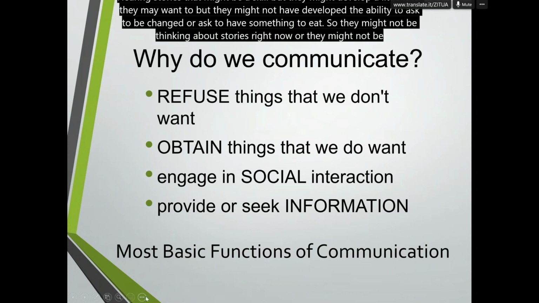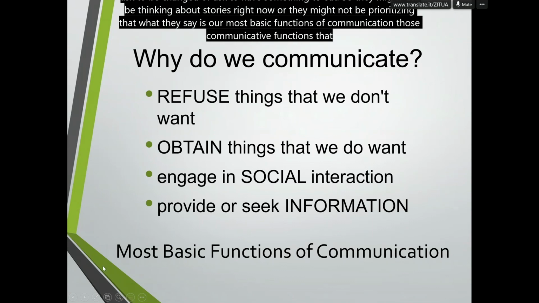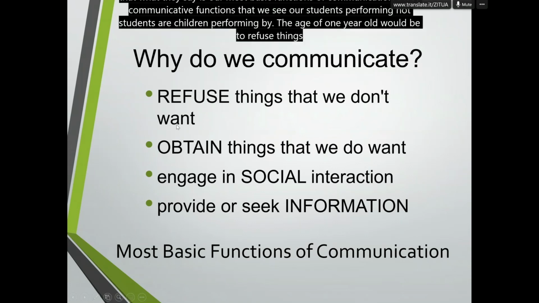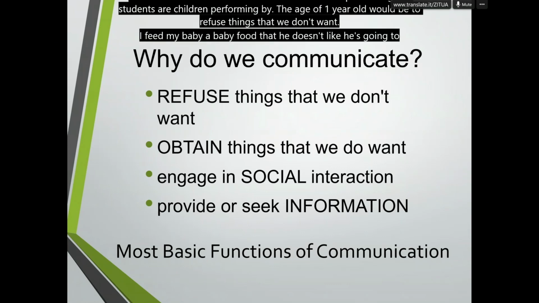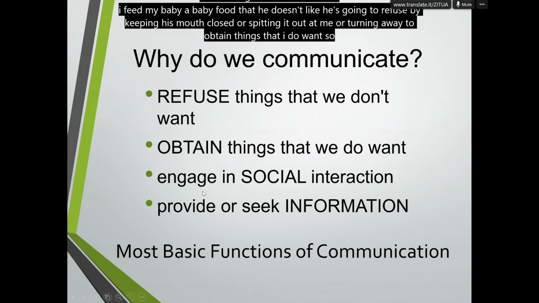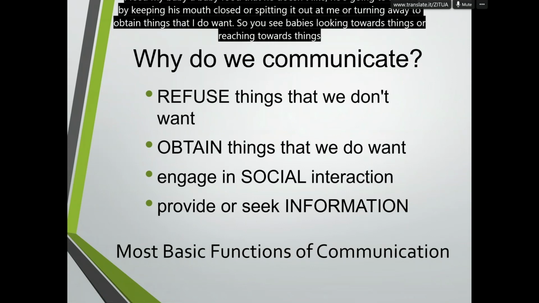What they say are our most basic functions of communication, those communicative functions that we see our children performing by the age of 1 year old, would be to refuse things that we don't want. So when I feed my baby a baby food that he doesn't like, he's going to refuse by keeping his mouth closed or spitting it out at me or turning away. To obtain things that I do want. So you see babies looking towards things or reaching towards things, looking for mom because he can't find her right now.